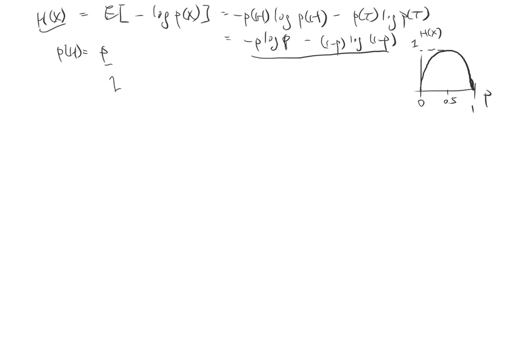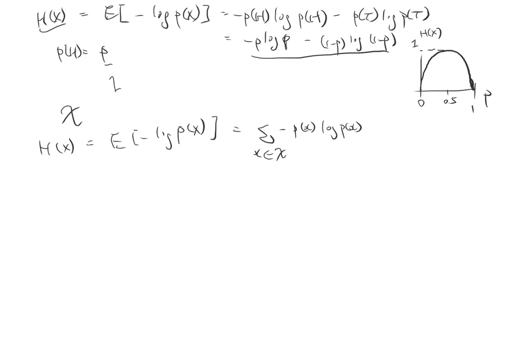And of course, in general, if I have a discrete source, for example X can take values in some alphabet, then this Hx, minus the sum of Px log Px, can be written as a sum over this alphabet. So that's the discrete case, something like that.